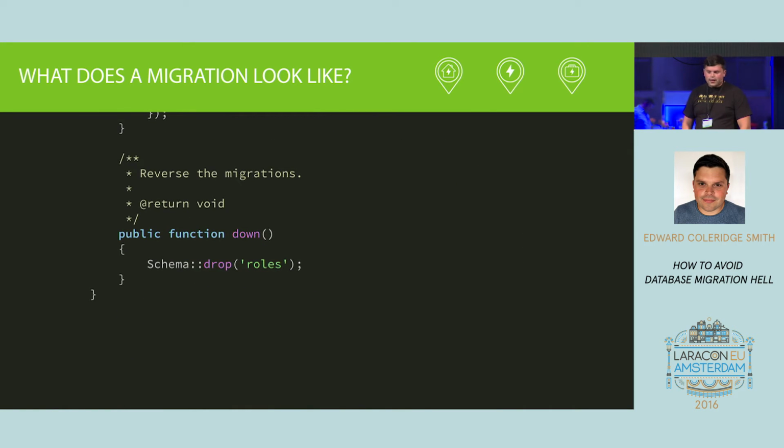Okay, and since we've only created a table using this migration, the down method is fairly simple. It's only a line of code, and it's just doing schema drop roles. And what that will do is it will drop the roles table whenever that method gets called. So it's the exact opposite of what we've done in the up method.